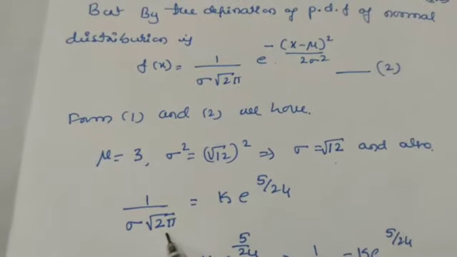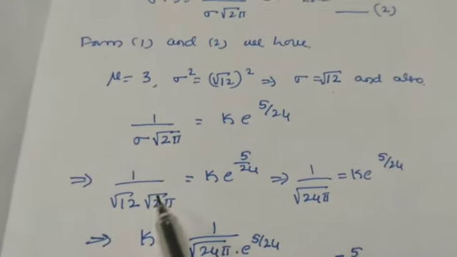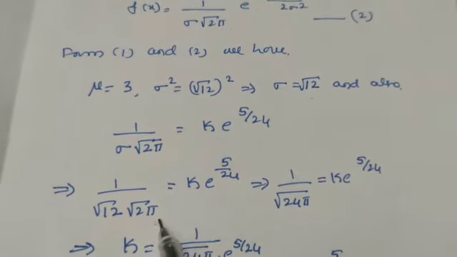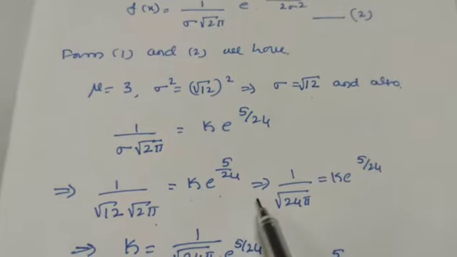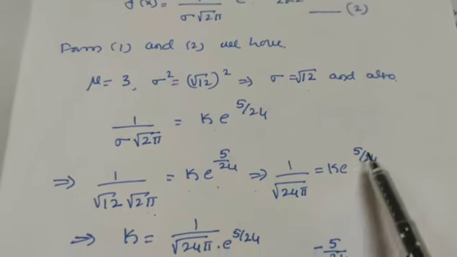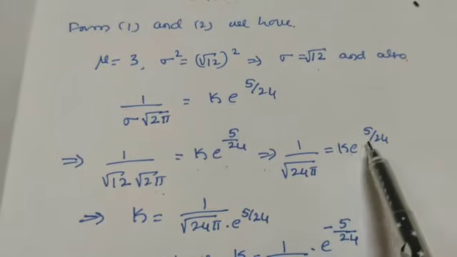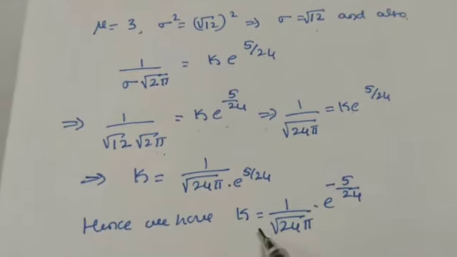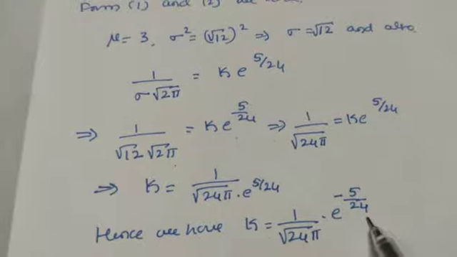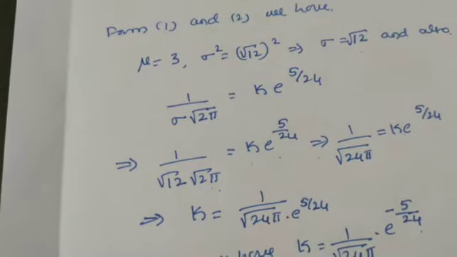So 1 by sigma under root of 2 pi is equal to k into e to the power of 5 by 4. So it is equal to 1 by under root of 12, because sigma value is under root of 12, into root 2 pi equals k into e to the power of 5 by 4. And this implies, both are the same root, we can take under root of 24 pi equals k into e to the power of 5 by 4. This implies k is equal to, cross multiply, taking e to the power of 5 by 4 in the denominator, k is equal to 1 by square root of 24 pi e to the power of minus 5 by 4. This is the value of k.